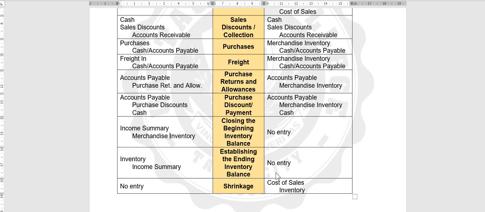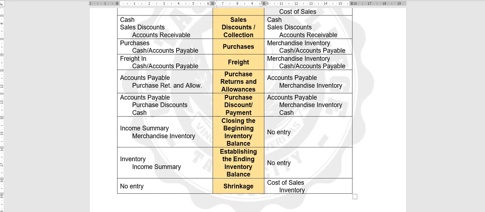So at the end of the accounting period, the balance reflected in the merchandise inventory ledger is equivalent to the merchandise inventory, beginning. So what we will do is close the merchandise inventory, beginning. We debit income summary and credit merchandise inventory. Here, what you record is the beginning balance of your inventory.